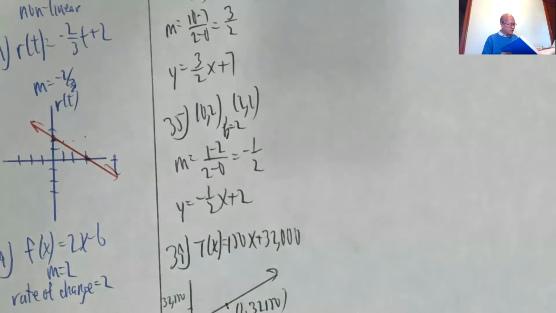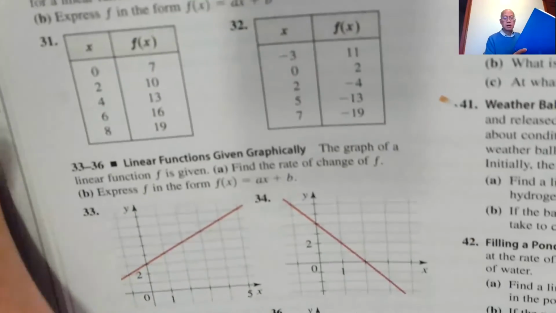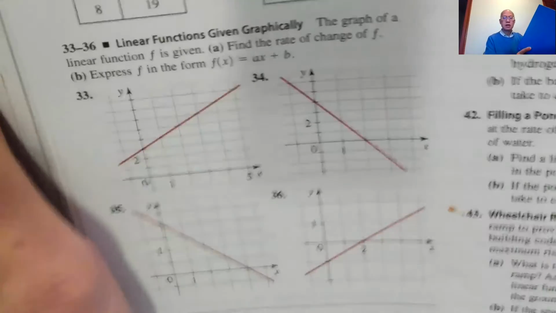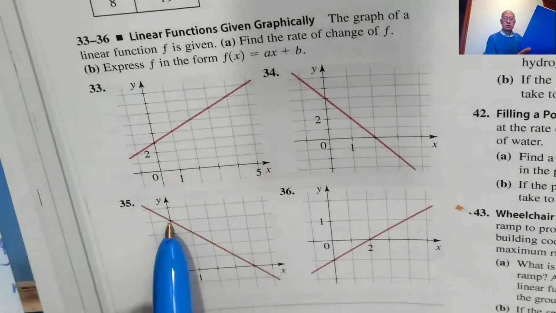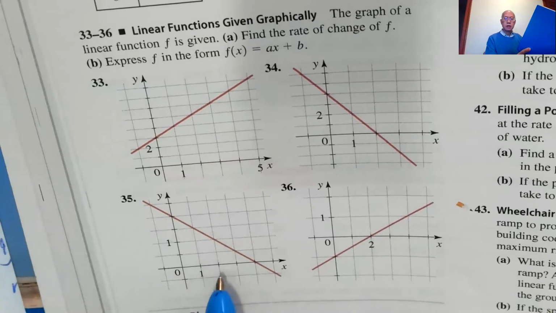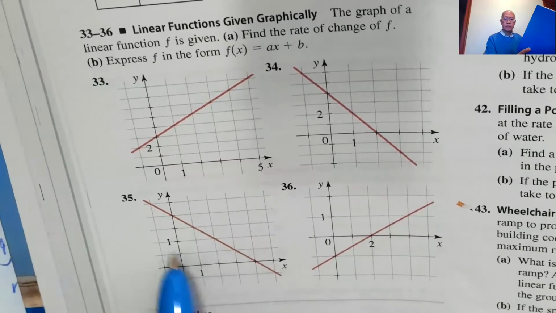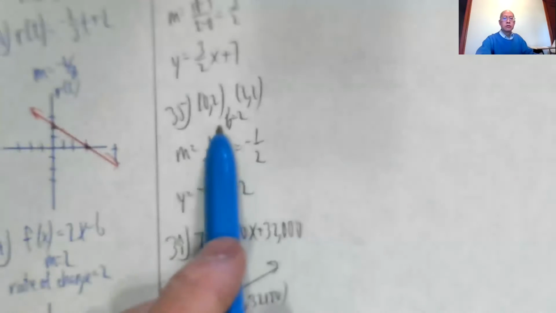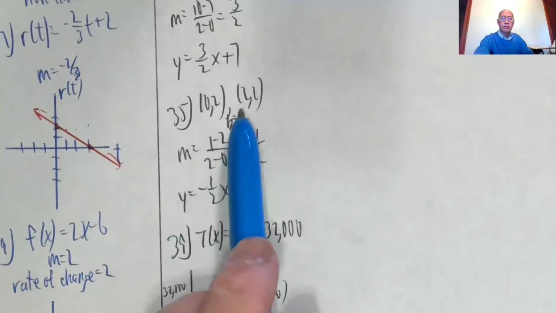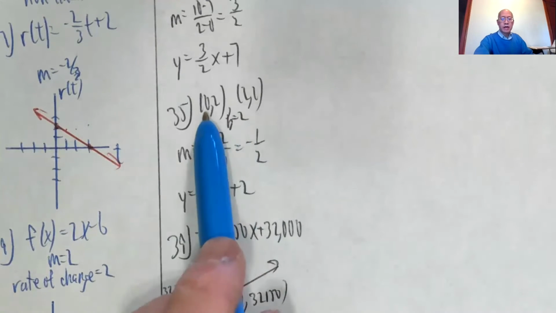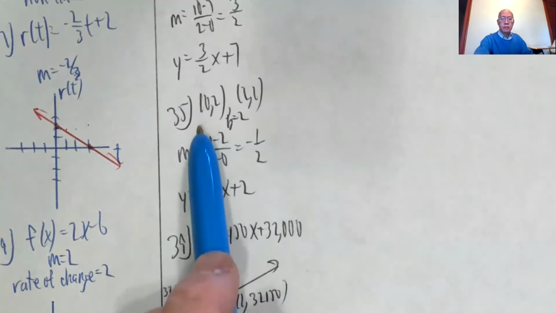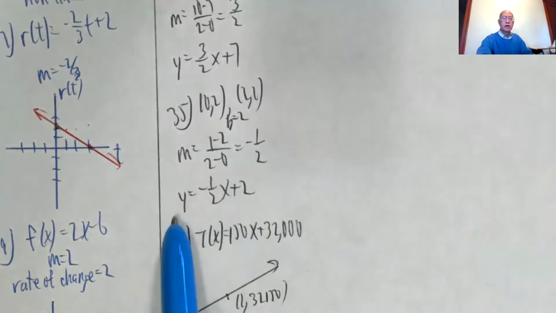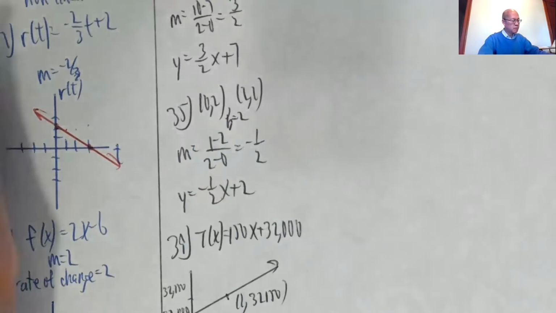Number 35, pick some convenient points like 0, 2, and 2, 1. These are half a unit here. So 0, 2, 2, 1, find the slope. The b is 2, by the way, because it touches 0, 2. 1 minus 2 divided by 2 minus 0, negative 1/2. So y equals negative 1/2 x plus 2.